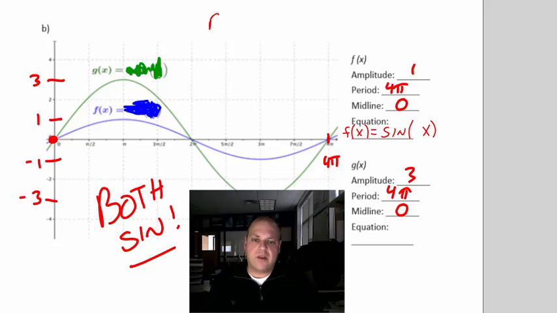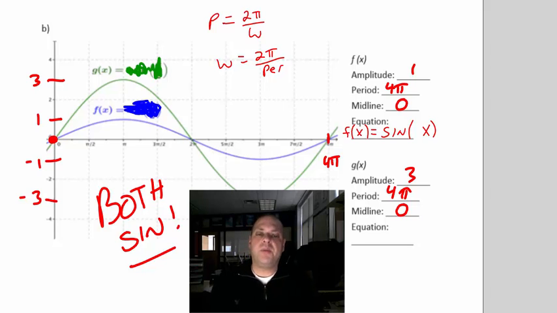W, remember how period is 2 pi over W? Well, if you switch the P and the W, W equals 2 pi over P, over the period. So if you know the period and you want the W, remember we did the vertex form and it was A equals 1 over 4P, P equals 1 over 4A. Same thing here. P equals 2 pi over W, W equals 2 pi over P.